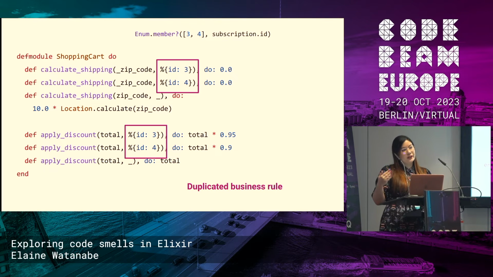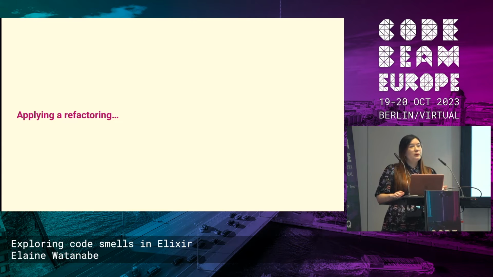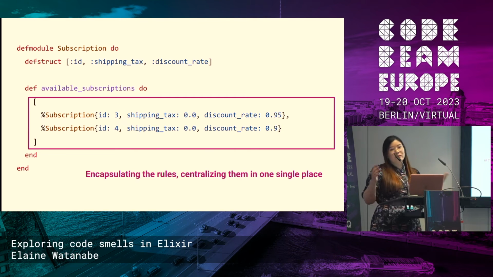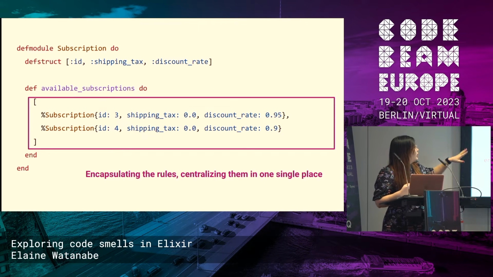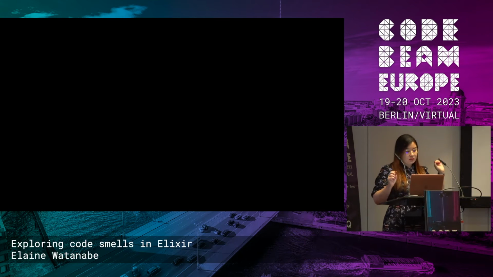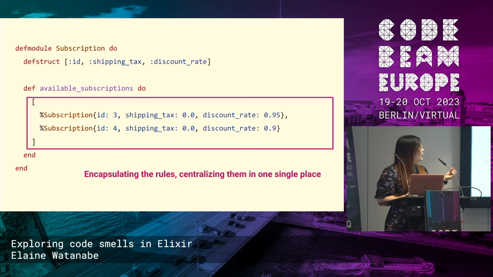We are having the duplicated business rule. Applying one example of a refactoring here, there are many of them, but trying to centralize the logic and have all the business rule in one single place. I moved it to another module, and if we have some new subscription, we just need to add a new line instead of spreading the changes all over the files.